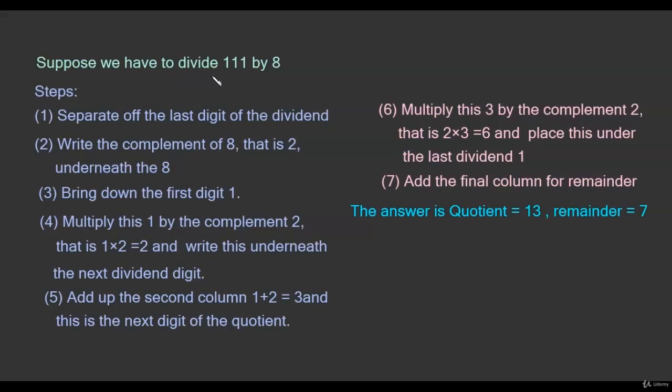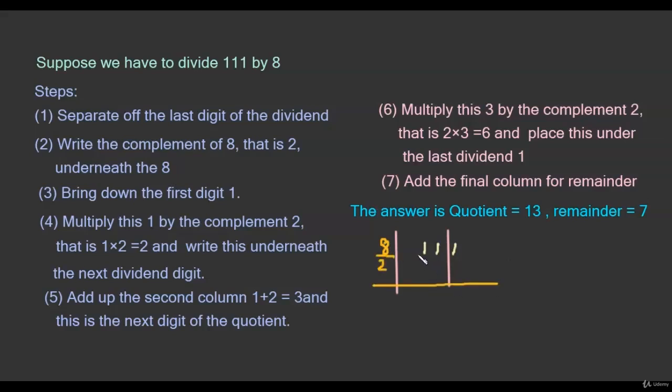Suppose we have to divide 111 by 8. Then 111 is the dividend and 8 is the divisor. Separate off the last digit of the dividend. So we separated the last digit from the rest of the digits. Now this part is going to give us the remainder and this part is going to give us the quotient. Write the complement of 8, that is 2, underneath the 8.